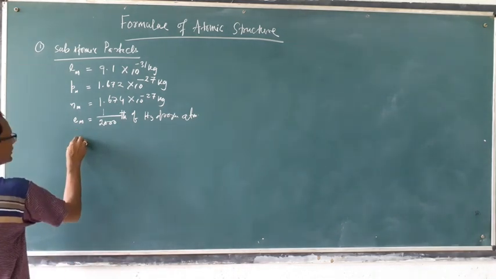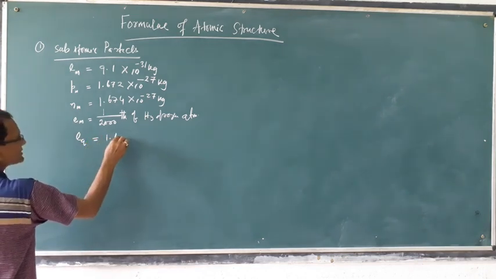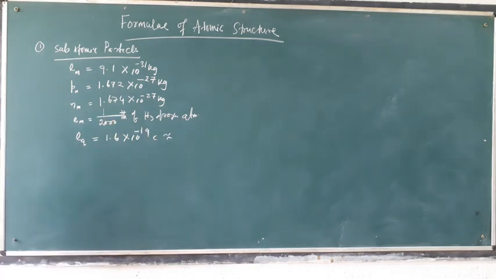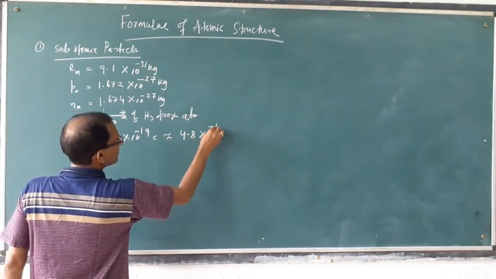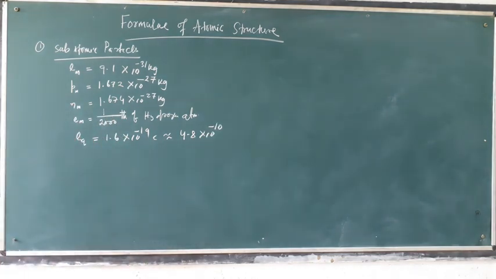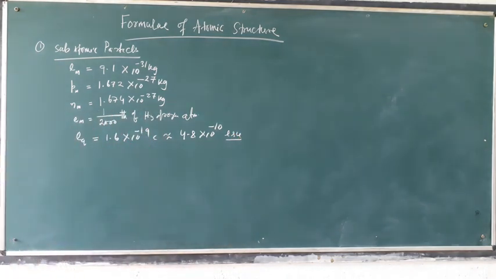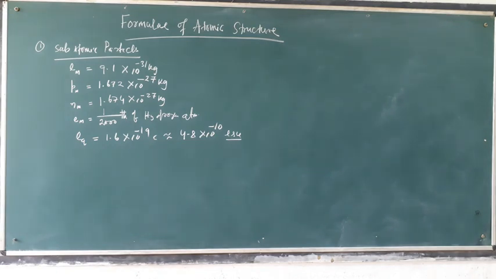Then charge of electron, Q, is equal to 1.6 into 10 to the power minus 19 coulomb, which is equal to 4.8 into 10 to the power minus 10 ESU. What is the full form of ESU? Electrostatic unit, which is not the MKS unit. 4.8 into 10 to the minus 10 ESU, or 1.6 into 10 to the minus 19 coulomb, with a negative sign taken for the electron.